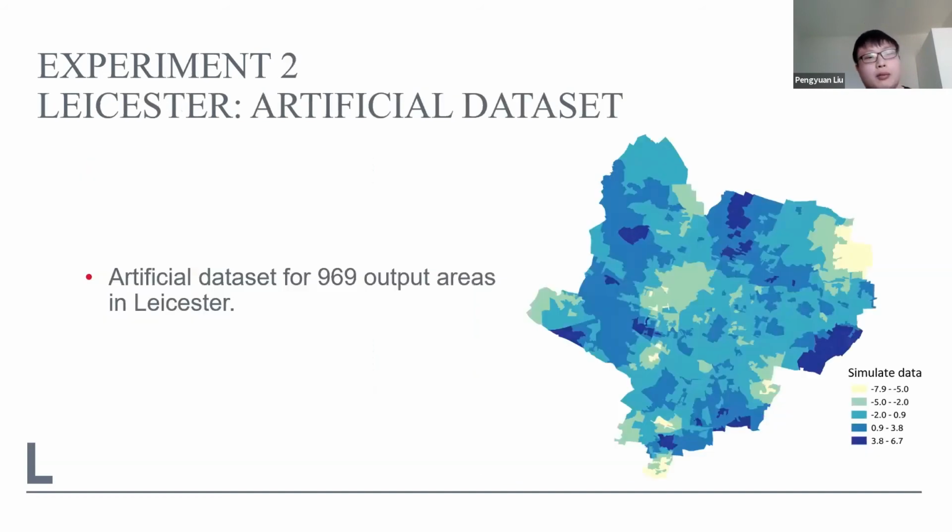And the second experiment is for irregular geometry. We're using a base map of Leicester, and it consists of 969 output areas in Leicester. We use the same way of generating values. It is still an artificial dataset generated for the whole map, and you can see the data distribution on the right hand of the map.